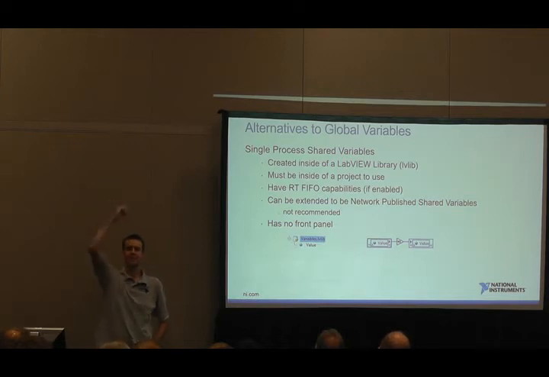I was just saying repeat the question because I couldn't hear it. Oh, if you have the front panel of the global variable open, is it actually slow? Like I said, I think it does, just because you have to draw the image on the front panel of the block of the global variable. I did not test that, though. I'll let you worry about that in your class.